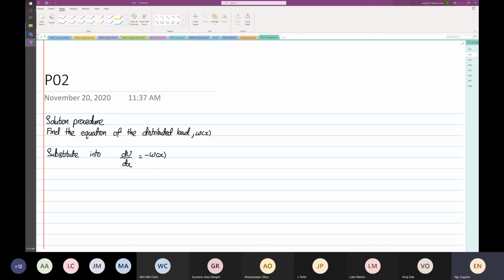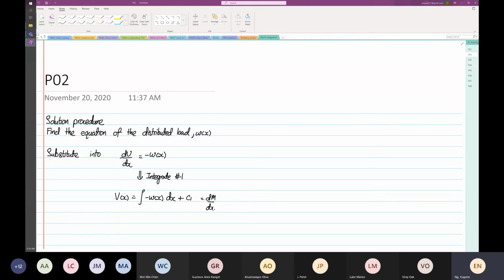Then after this we're going to integrate the first time, so we will have V as a function of x. When we integrate, we get minus the integral of omega as a function of x dx plus C1. And then we know that V as a function of x is equal to dM by dx.